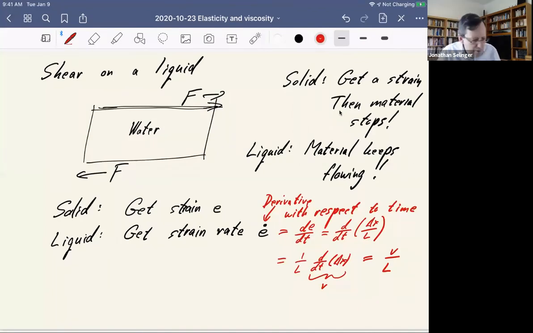Now, there is a relationship in a liquid between the applied force and the resulting velocity. That relationship is that the shear stress is proportional to e dot. And the constant of proportionality is what's called the viscosity.